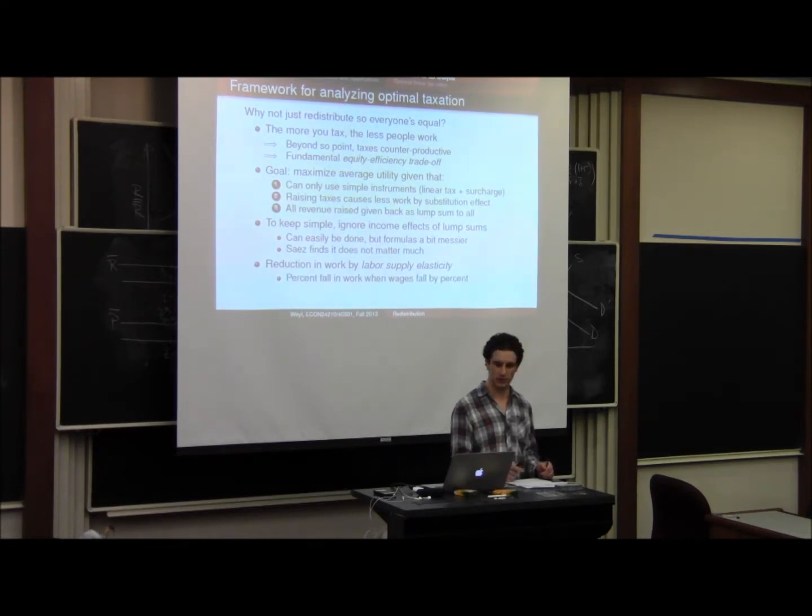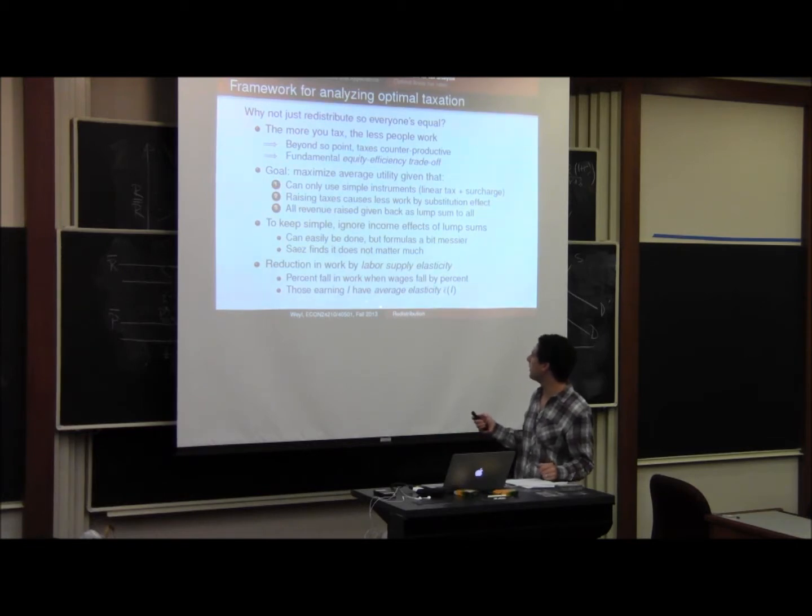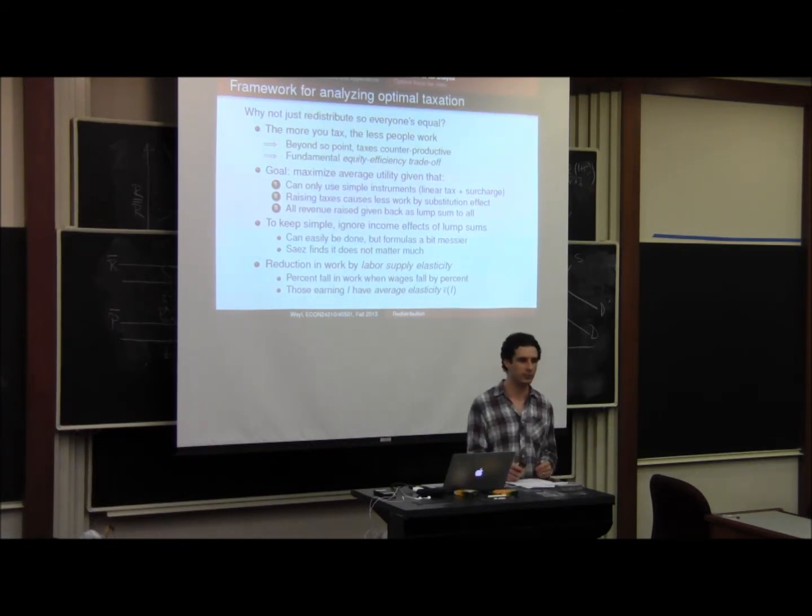Okay, so then the only effects we're going to care about is the reduction in work that comes through the labor supply elasticity. And this is an elasticity that measures how much less you work if your wages fall by a certain percentage. And we're going to assume that people currently earning an income I have an average elasticity of labor supply epsilon bar of I.